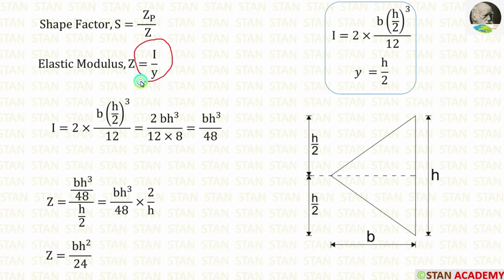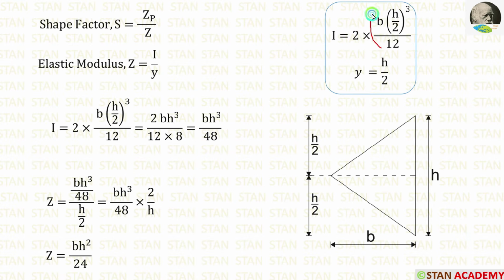The formula is I by Y. Here we are having two triangles, the first one and the second one. For one triangle, the moment of inertia formula is BH cube by 12. Here the height is h by 2, so we have to apply h by 2. Since we are having two triangles, we are multiplying by 2.